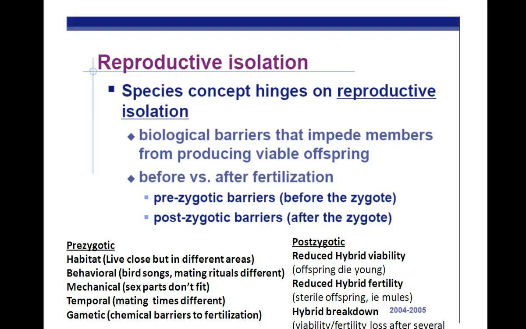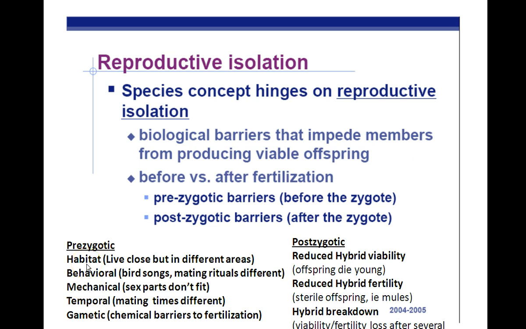Reproductive isolation. There are 5 prezygotic barriers, things that prevent a zygote, or a fertilized egg, from forming, and 3 postzygotic barriers, only 2 of which you have to know. Now, to maintain reproductive isolation, these are the things that keep species from exchanging genes and becoming the same species.